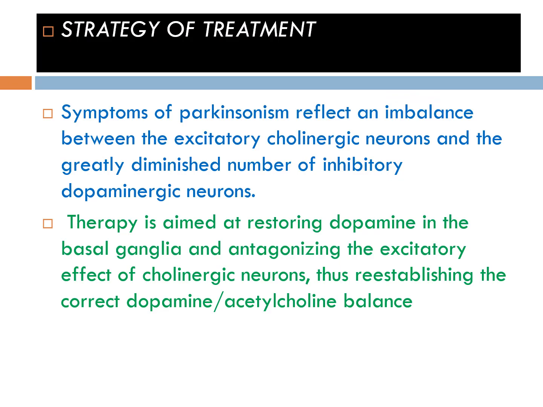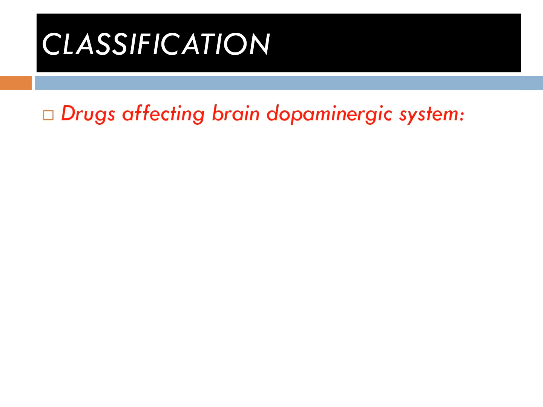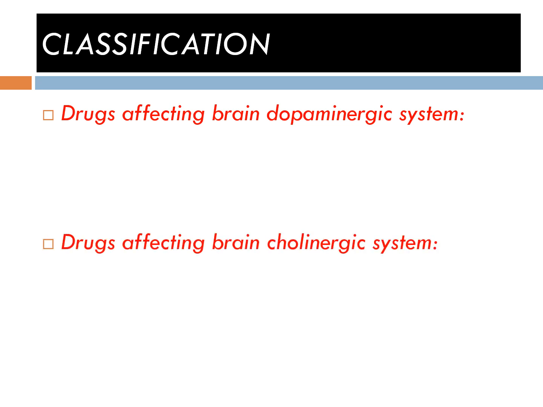So what is our strategy? What is basically happening in Parkinsonism? There is an imbalance between the cholinergic and the dopaminergic neurons. Either there is an excess of cholinergic activity or a deficiency of dopaminergic activity. So what is our aim? Our aim is to correct the imbalance between acetylcholine and dopamine. So how do we classify the drugs for Parkinsonism? First of all, we target the drugs which affect the dopaminergic system, and secondly, the drugs which affect the brain cholinergic system.